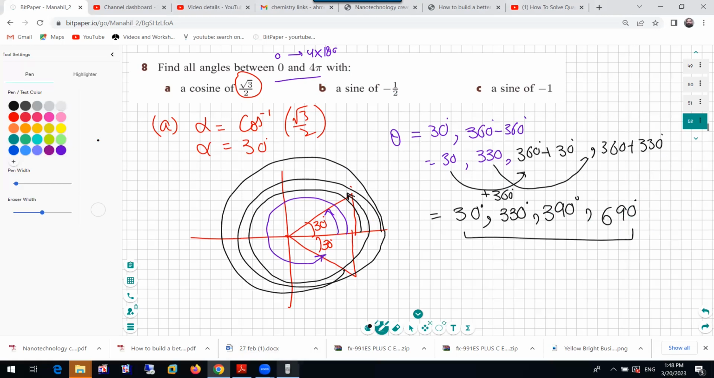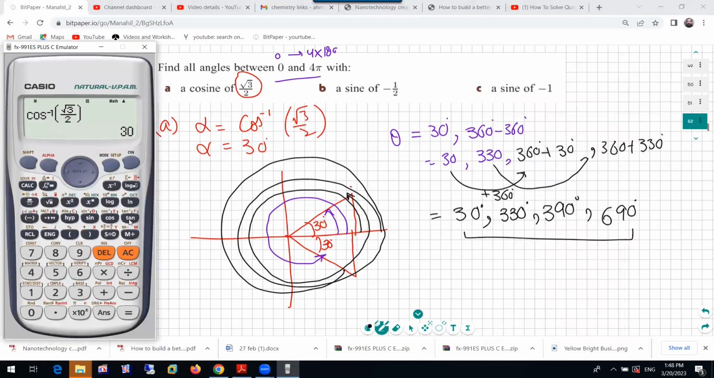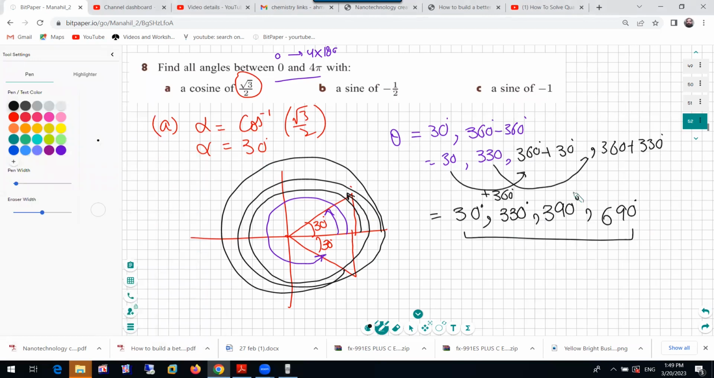And let's check one by one. The first value is 30, so cos 30, correct. Then cos 330. Then cos 390, yes. Then cos 690, and again we get the same answer. Clear? So within this range, we have 4 values of angle theta.